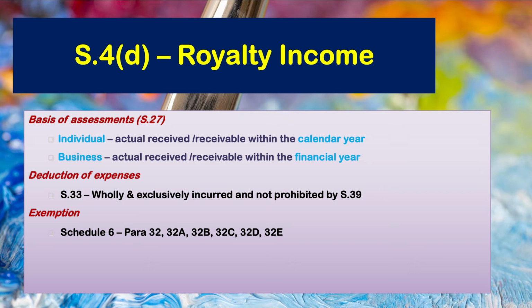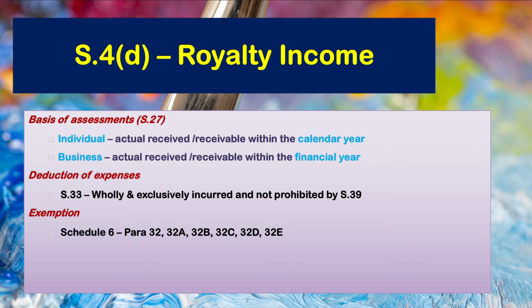And then the next one is para 32D. This is about musical composition. This is when you are very good at music writing, so you compose a song and then you sell your song to a recording company and you get royalty payment. In this case you are also able to get an exemption, a full exemption for musical composition.